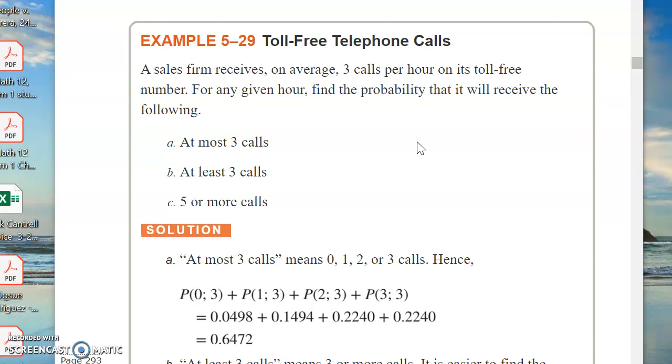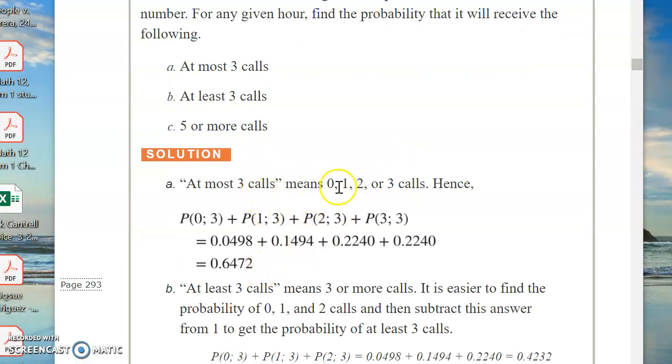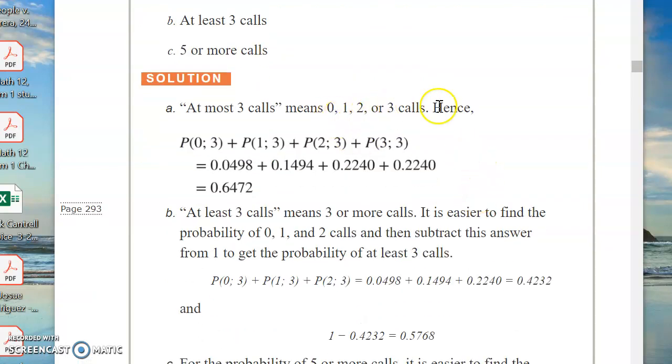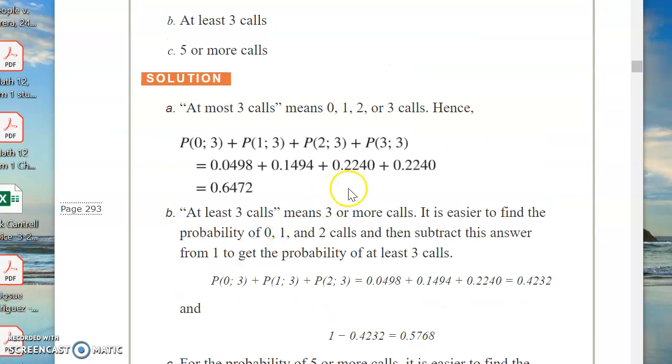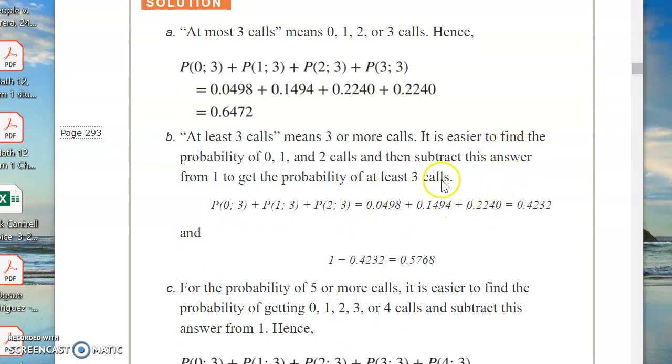Now it's going to become vanishingly small. The probability of getting 100 calls is going to be so close to 0 that you don't even care about it, right? But it's just too tedious for us to calculate it that way. For us to calculate 3 calls, 4 calls, 5 calls, that's just a pain in the neck. So why don't we do it this way? At most 3 calls means you get 0, 1, 2, or 3. So if we wanted to find the chances of getting 3 or more, it's easier to find the probability of getting 0, 1, and 2 calls and then subtract this answer from 1 to get the probability of at least 3 calls. It's finding the complement.